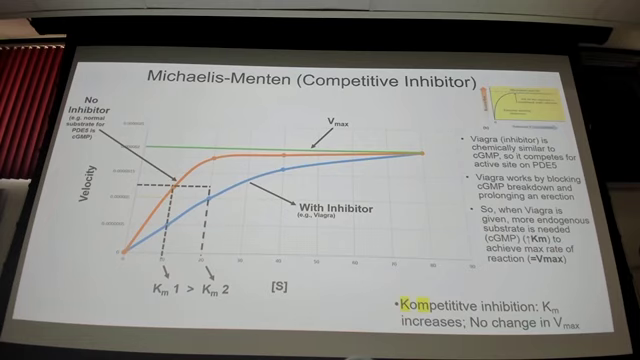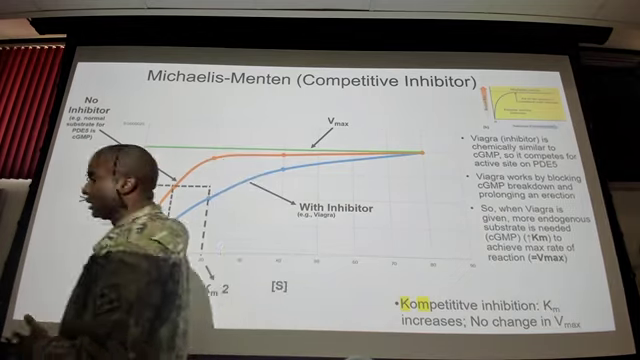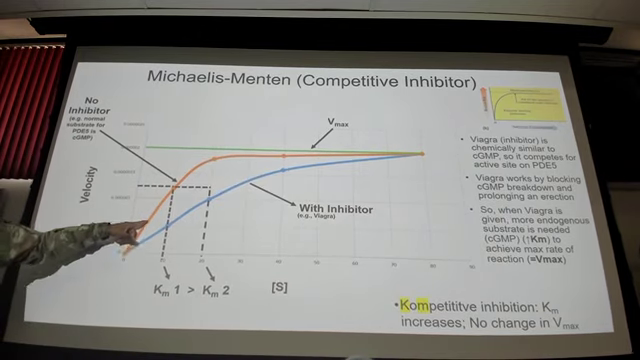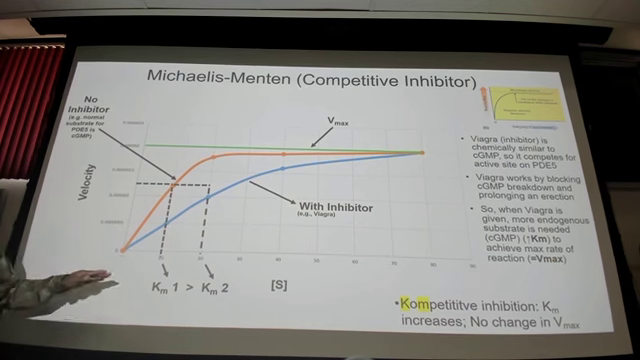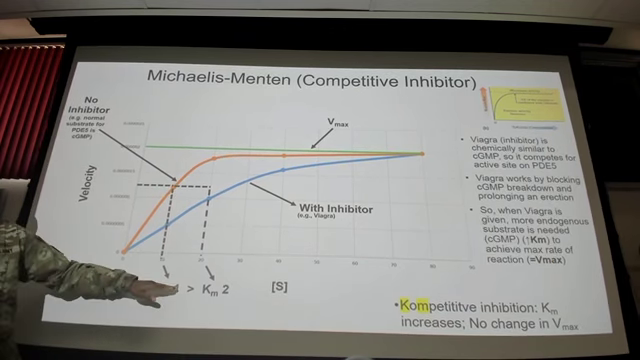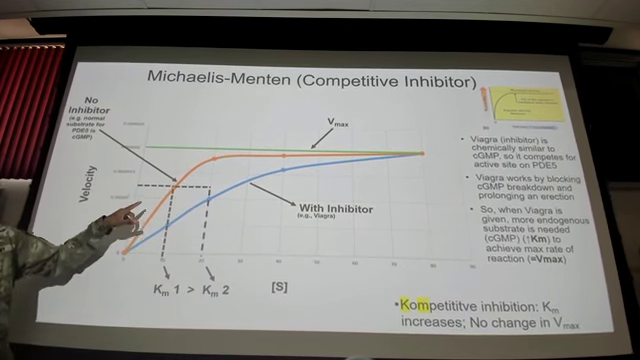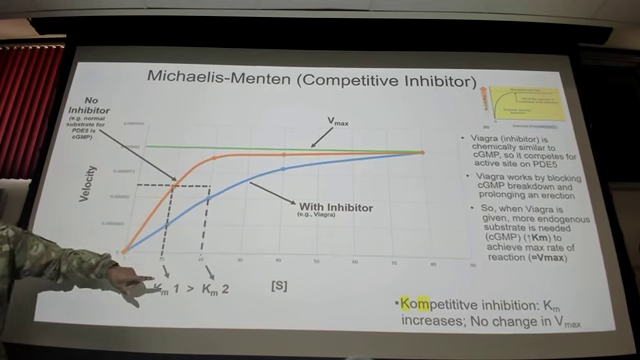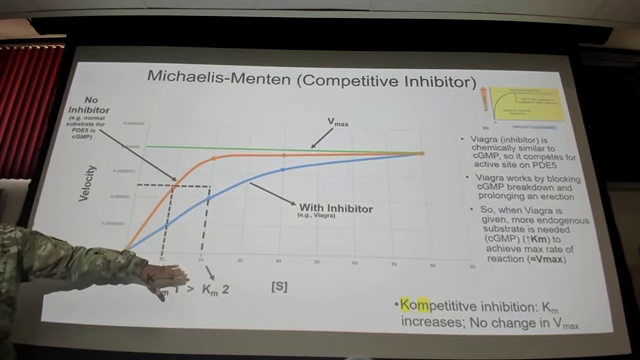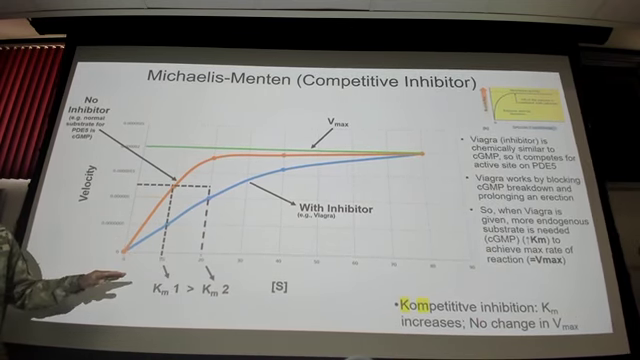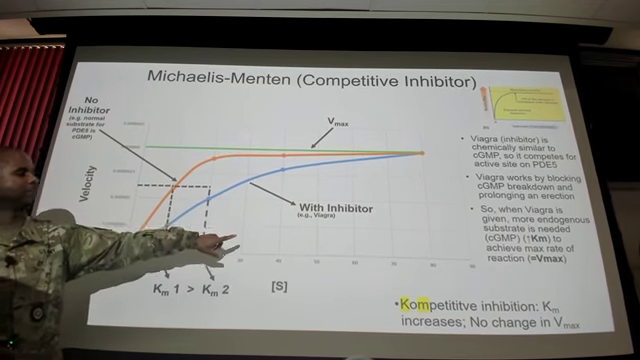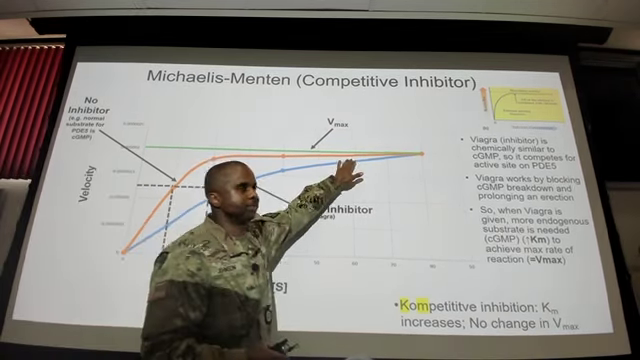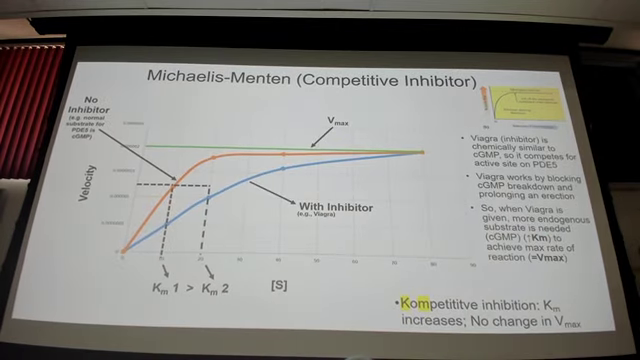Just to show you over here what I was saying, this line represents natural substrate. This is natural substrate with the inhibitor. You see there's an increase in substrate concentration of the natural substrate. With the increase in the substrate, you're able to counteract the effects of the inhibitor to still reach Vmax. Does that make sense?